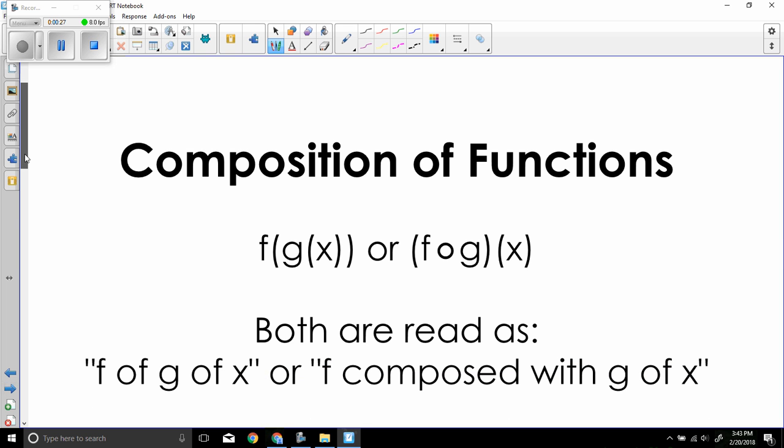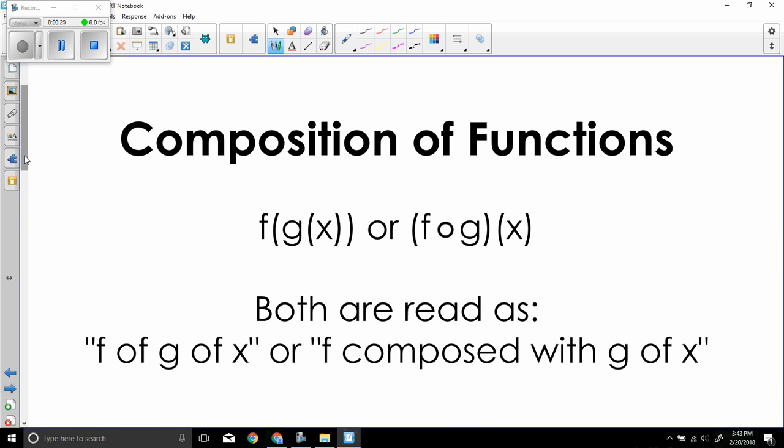Here, the way that it will be written will be with f, parenthesis g, parenthesis x. Well, if we think about how this is actually said, this is f of g of x. Okay? This is the most common way to say it.